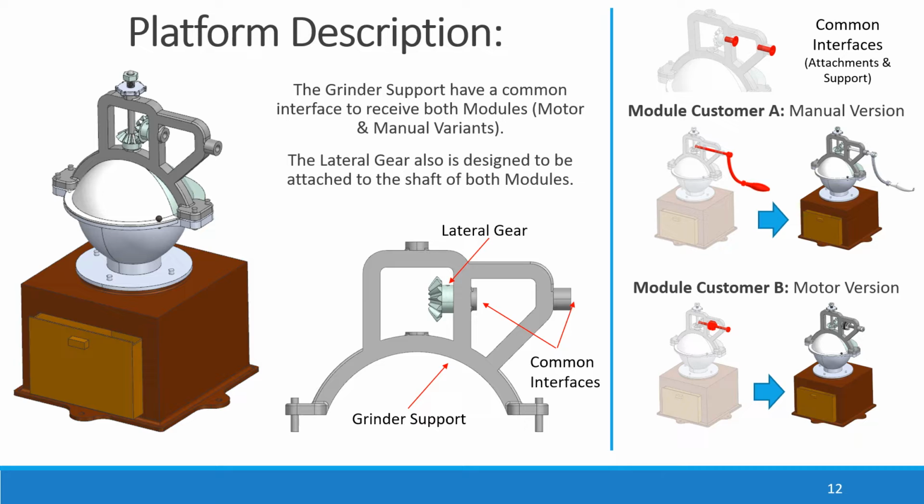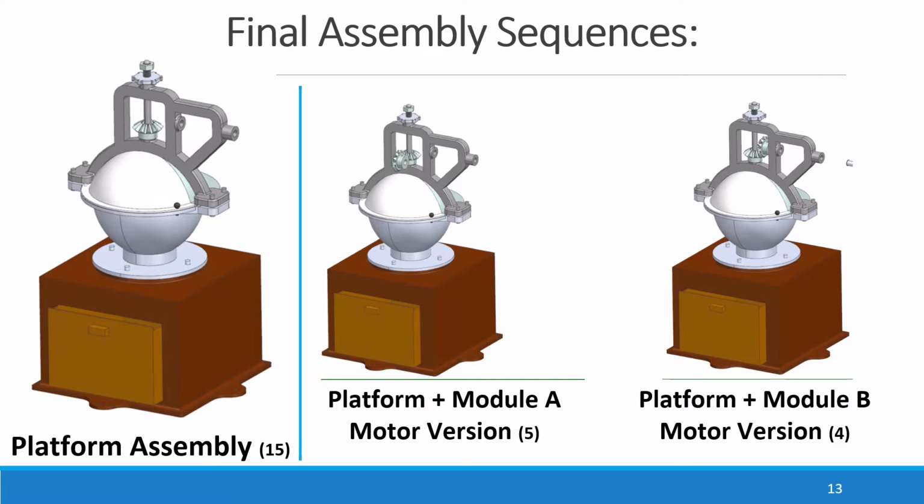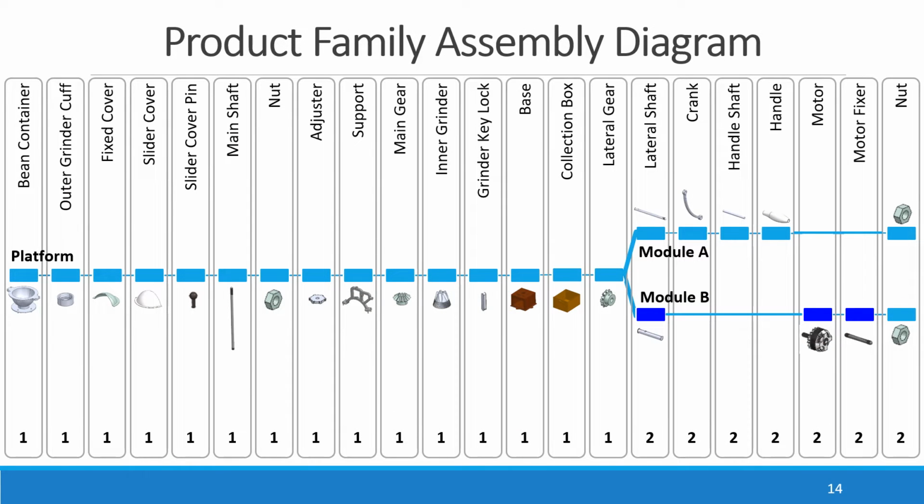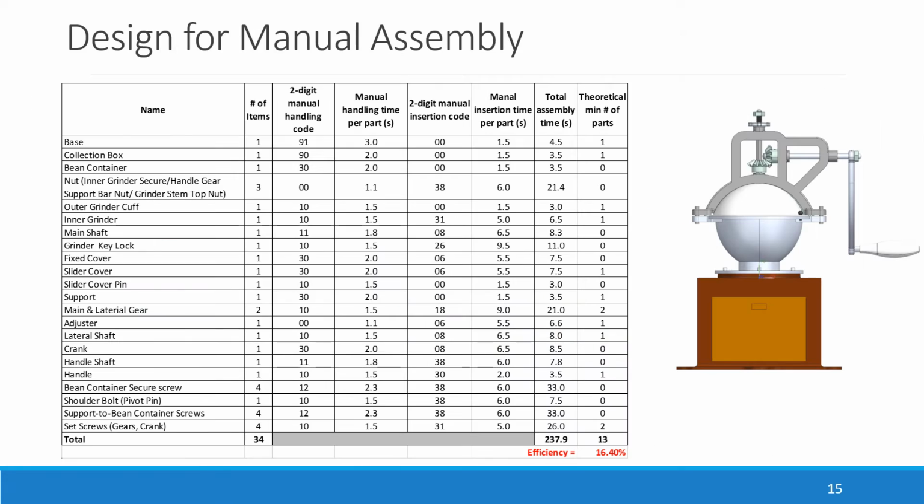The grinder support provides the common interfaces to both modules. Meanwhile, the lateral gear can be attached to either version. The final assembly sequence of the platform, including the different modules, was optimized to improve the efficiency along the process. As a consequence, the product family assembly diagram is simpler and is focused on the application of the delay differentiation concept. Design for manual assembly analysis was performed on the coffee grinder.